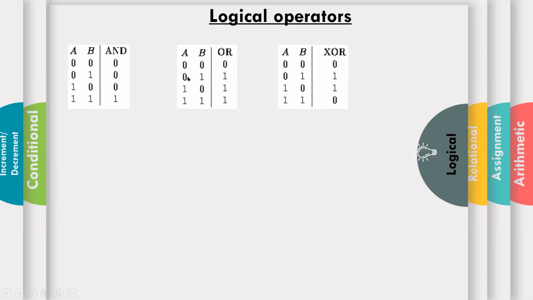In OR gate, see, if at least one of the inputs is 1, the output is 1. So 0 or 1, here 1 is there, output is 1. Here 1, so output 1. Both are 1s, output 1.